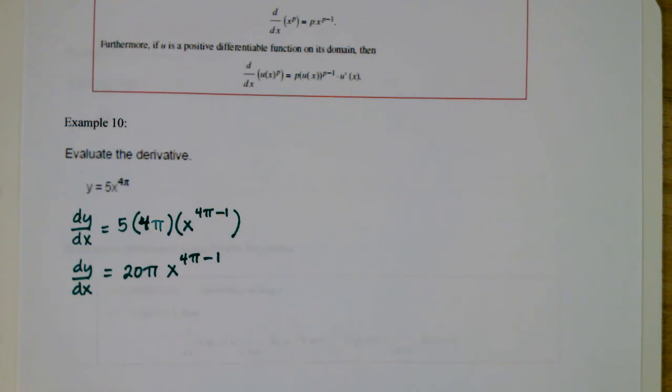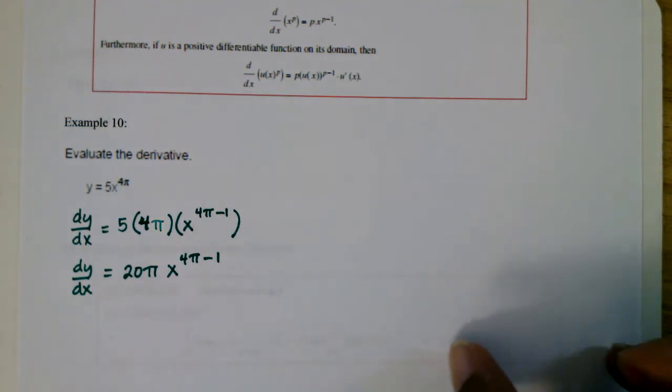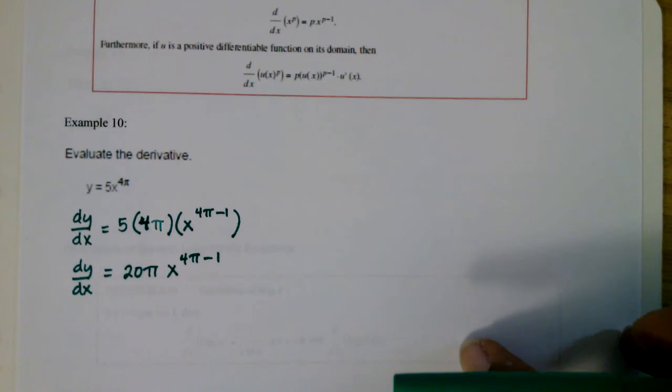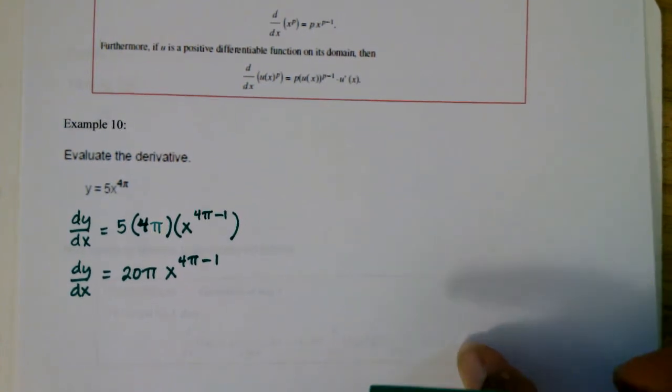Okay, so that's how we take the derivative of y equals 5x to the 4 pi. It'll end up being 20 pi times x to the 4 pi minus 1.